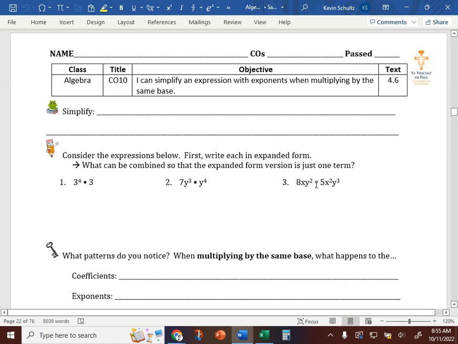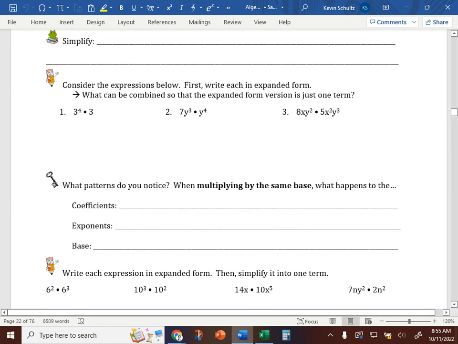We are going over CO10, which is the first of 5 rules that we're going to be learning about for simplifying exponent expressions. Expanded form is going to make a cameo appearance here because we're going to use expanded form to explain why the rules work. But ultimately the rules are what you should be putting on a help sheet. We're going to talk about what happens to the coefficients, what happens to the exponents, what happens to the bases when we're doing these various things.